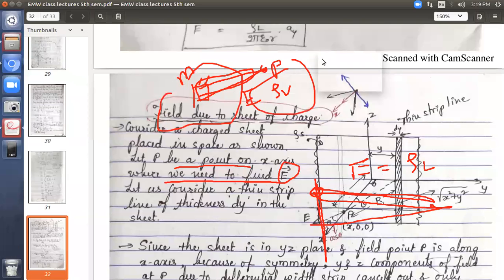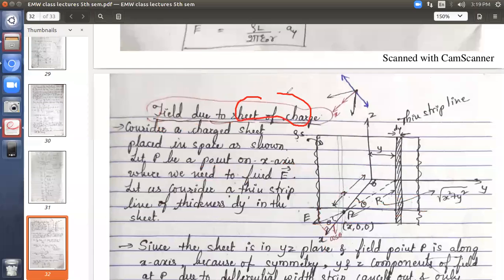Now, as it is a sheet of charge, we will have the field expression E in terms of rho S. Okay. But instead of going again by a new method, we will make use of the existing. That is, we have certain relationships between these rho L, rho S and rho V. I will tell you what those relations are.